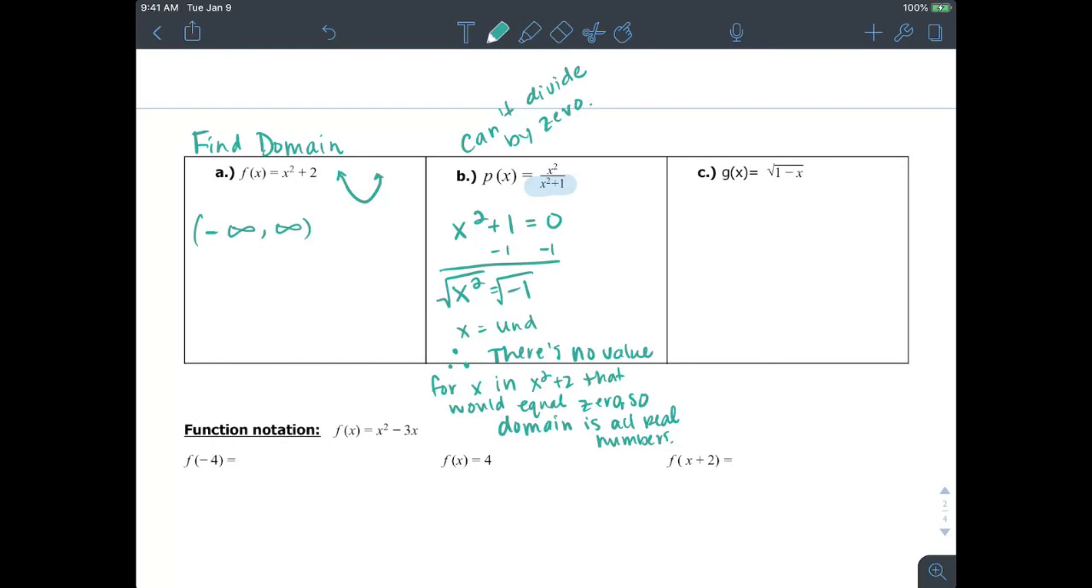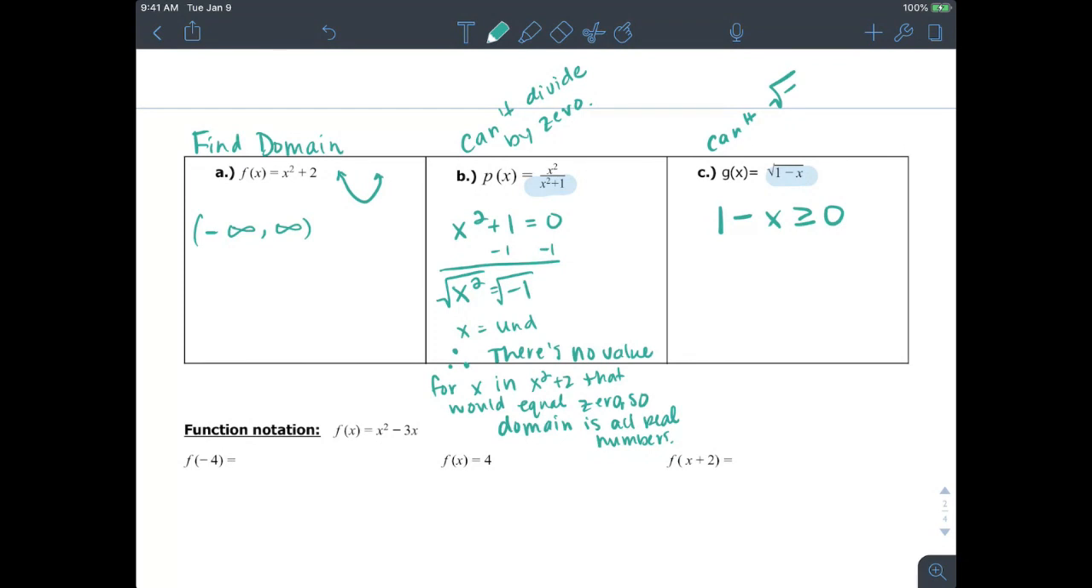All right, the last one. Ooh, that's a square root. So I know I can't square root a negative. So I'm going to look inside at 1 minus x. I know that the answers to this equation, to the inside of this, have to be greater than or equal to 0. Because can you square root a positive number? Yes. Can you square root 0? Yes. But as soon as it gets lower than that, you can't do it.